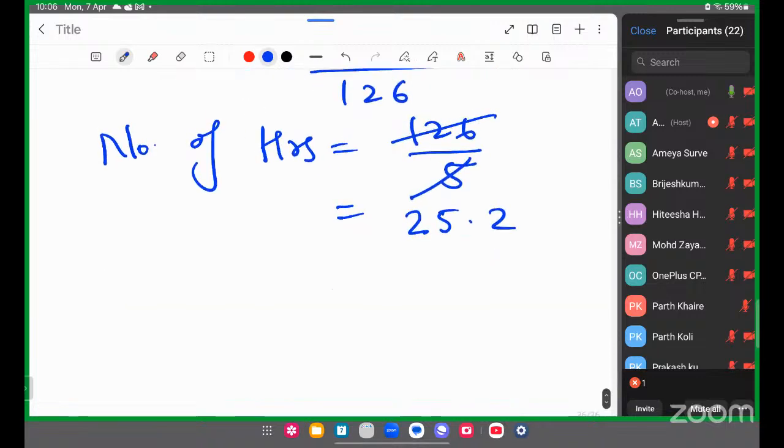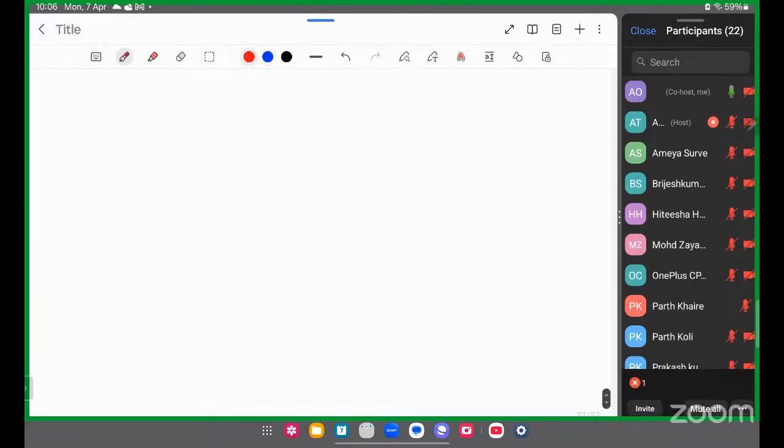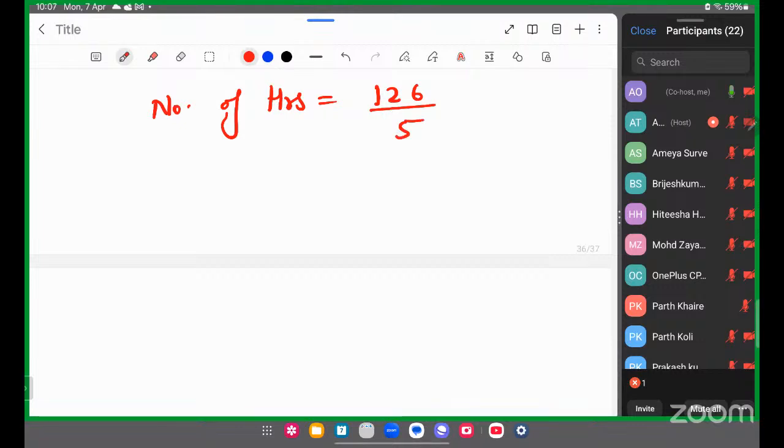So in this case, we are taking the total number of hours as 126 by 5. And I want to know the number of days to complete the work if both work 8 and 2 by 5 hours each. 8 and 2 by 5 hours will be how much? 42 by 5 hours. Yes?